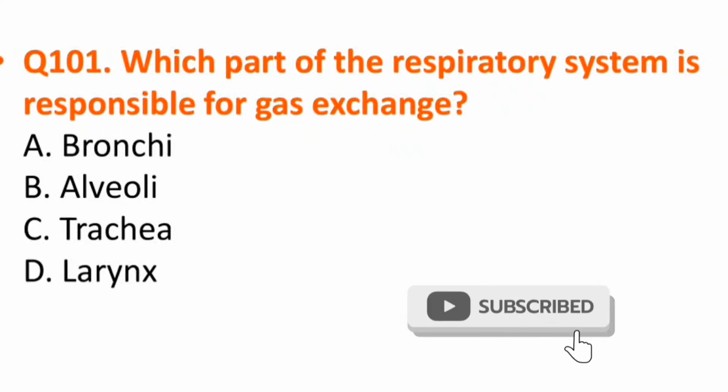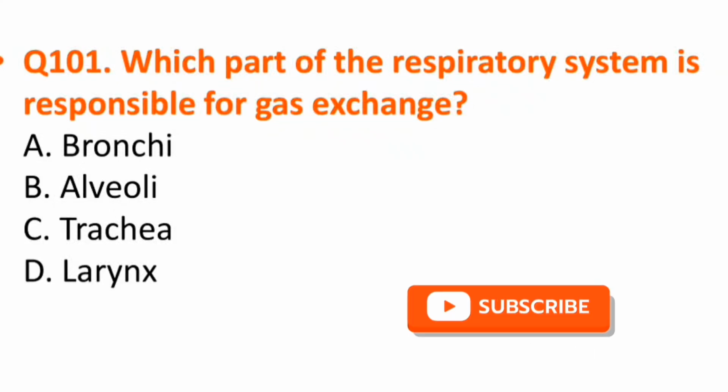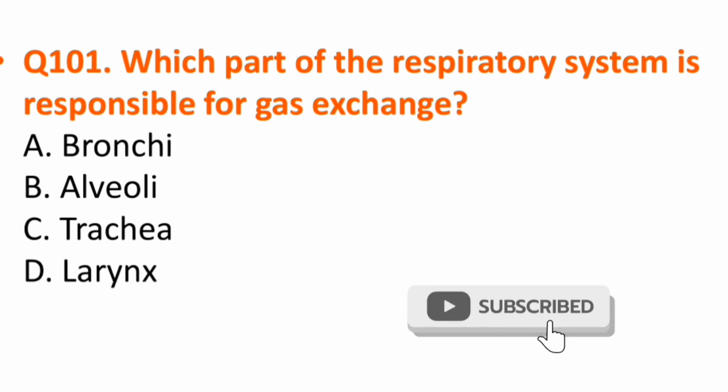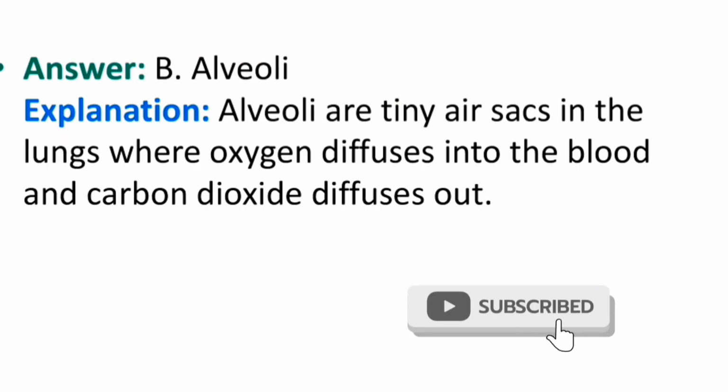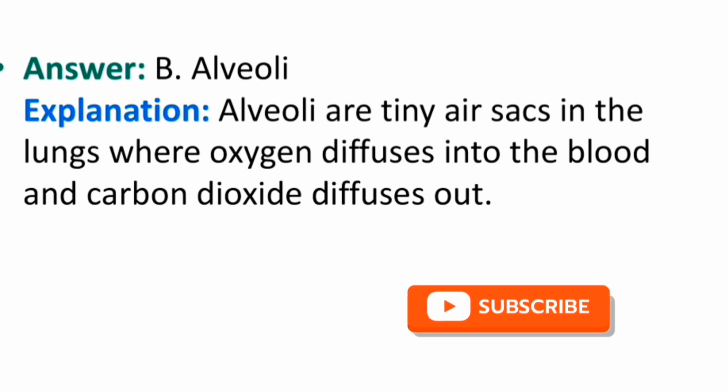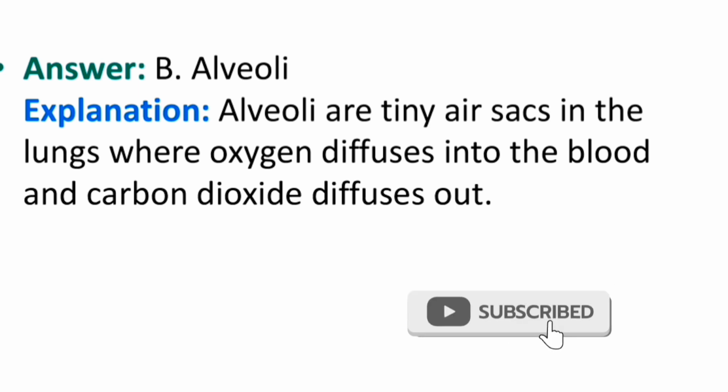Which part of the respiratory system is responsible for gas exchange? Option A bronchi, option B alveoli, option C trachea, option D larynx. The correct answer is option B alveoli. Alveoli are tiny air sacs in the lungs where oxygen diffuses into blood and carbon dioxide diffuses out.